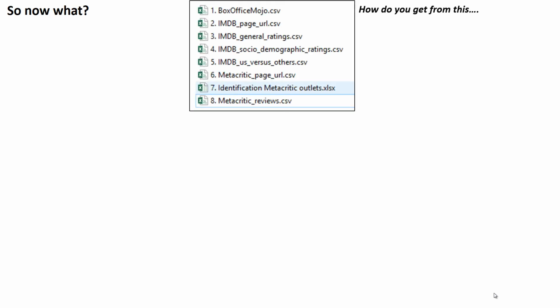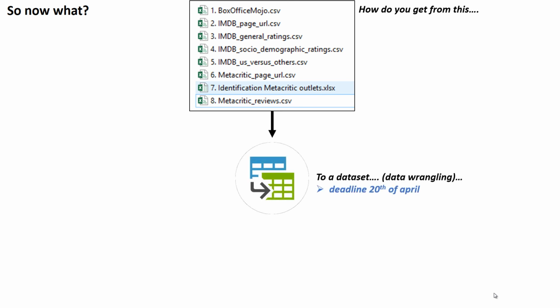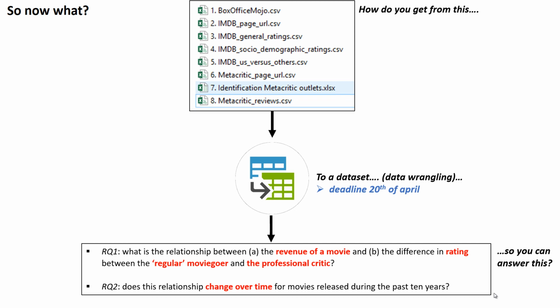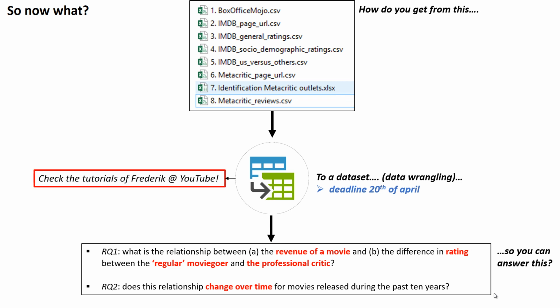Okay, so now what? So the question in the data wrangling phase is how you get from this, so you have all your eight data sets, how you get from this to a data set that would allow you to answer the research questions here, right? And so this data wrangling phase is an intermediate phase between the data collection and actually doing the analysis to answer the research questions. And a deadline of this data wrangling phase, so basically you need to take these eight CSVs and combine them, join them in some way, doing some aggregating, grouping, for example, calculating a median of the Metacritic reviews for each movie, for example. This is something you have to do, and it's something that also Frederik talks about in his YouTube lectures. So check the tutorials that are available in data wrangling on YouTube in any way.